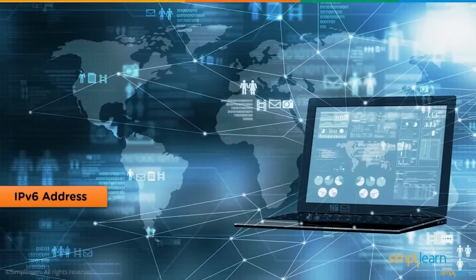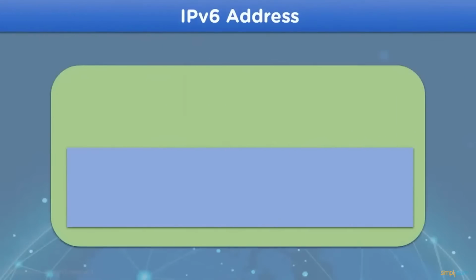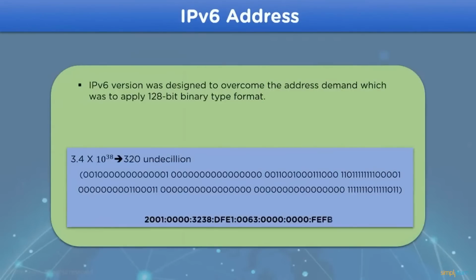Then we have IPv6 addresses. Let's take a look. With the increase in the need for IP addresses, IPv4 addresses are somewhat unable to meet the requirements of the network host. So the need for IPv6 arose, which is based on a 128-bit address size, which is sufficient for a very long time. That is approximately 340 undecillion IP addresses in version 6.